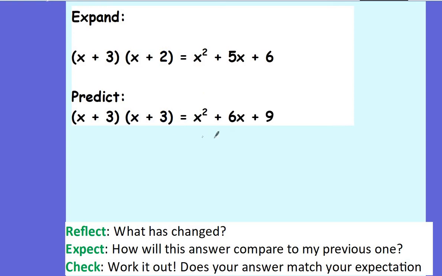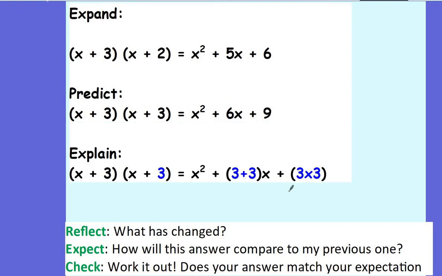Okay, so hopefully you might have predicted this. You might have predicted something else, and that's fine. But I've worked out that, well, I've got to add together 3x and 3x to get my coefficient of x, which is 6x. And to work out the number on the end, I've multiplied together the 3 and the 3 to give me 9. And explaining that, 3 plus 3 gives me 6, and 3 times 3 gives me 9. And that's how I might explain it.